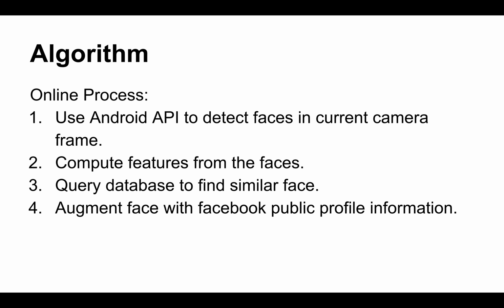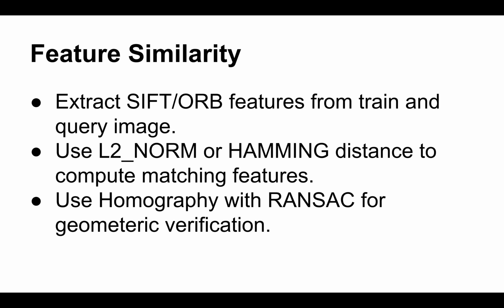Then the online process, which you follow when you're actually taking a picture, is to again use the Android API to detect faces in the current frame, and then compute features or image embeddings similarly for those faces, query your database to find their identity, and then augment the face with the identity information.